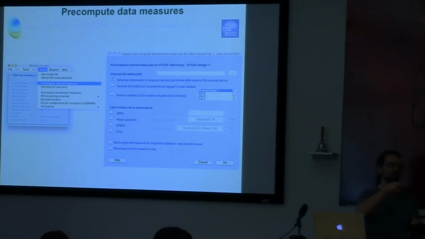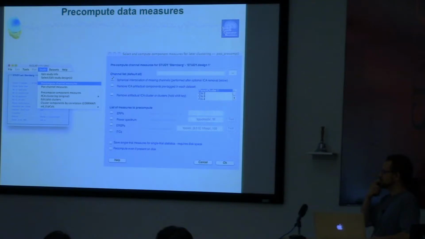Okay, let's tag this component. Okay, I'm going to remove these components before I do anything with the data. Before I compute the ERP for that subject, I'm going to remove these components. Before I compute the spectrum, I'm going to remove these components. Before I compute the ERSP, I'm going to remove these components. This is the type of information you can compute.